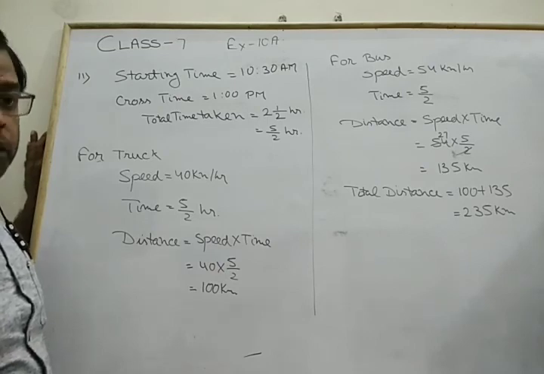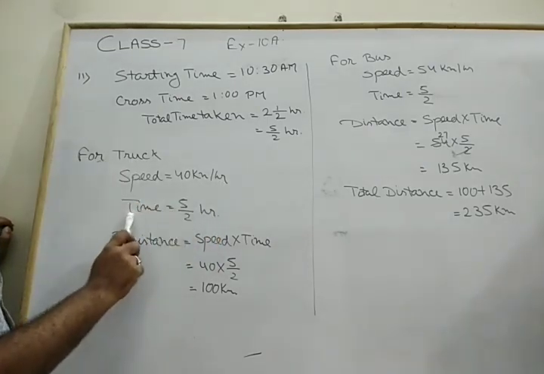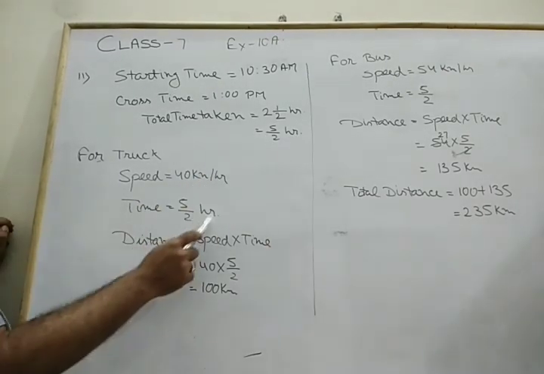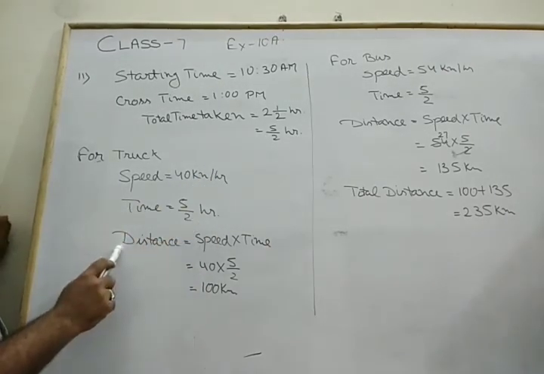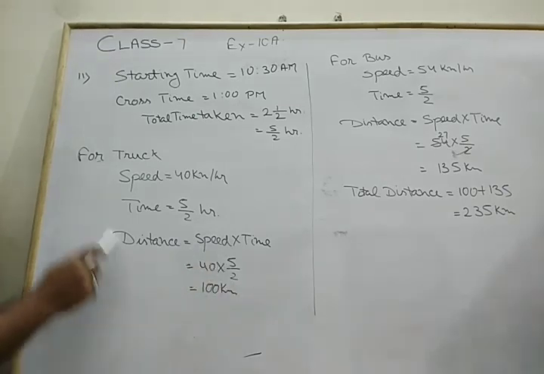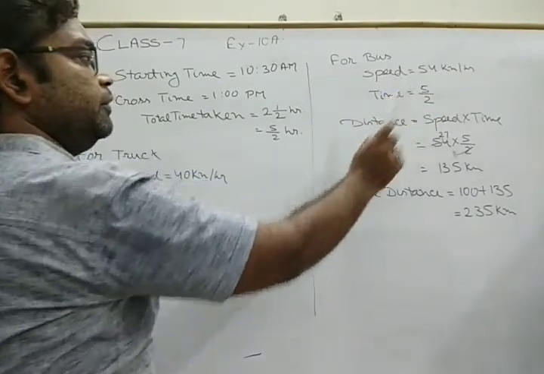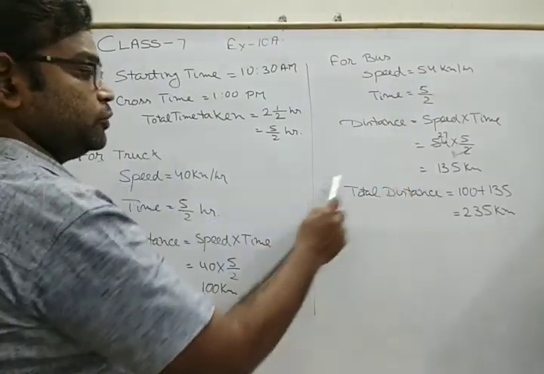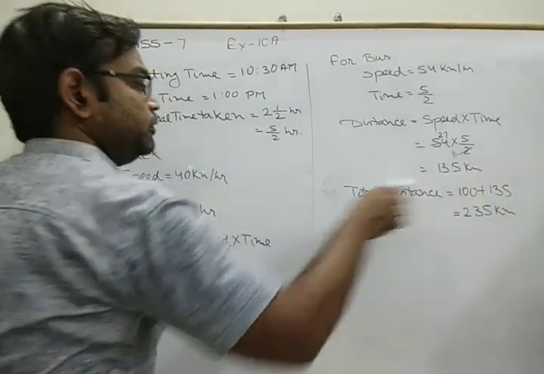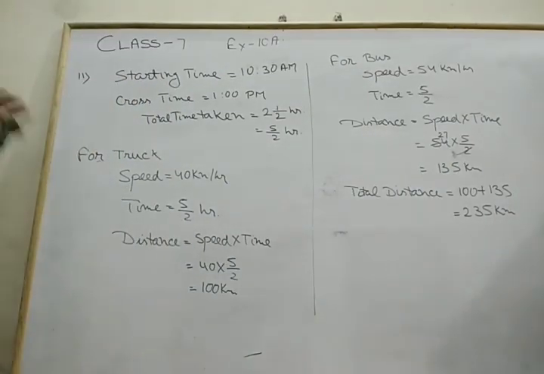So for the truck, all things are given. Speed is given to you, and time we just found out. So what is the distance covered by the truck? We can easily find out, it's 100 kilometers. Then similarly, you can find out for the bus. Speed is given, time is given, we can find out the distance. The question asks for the total length of the highway. This is the total length of the highway. So likewise you can solve the rest of the question.